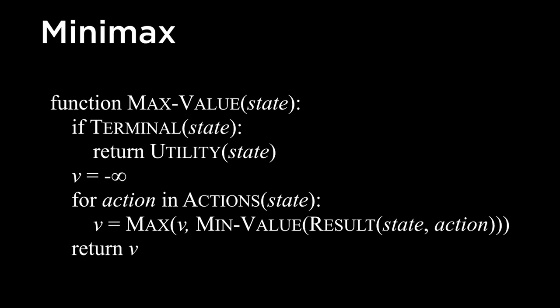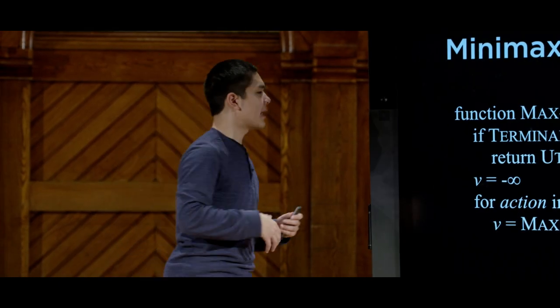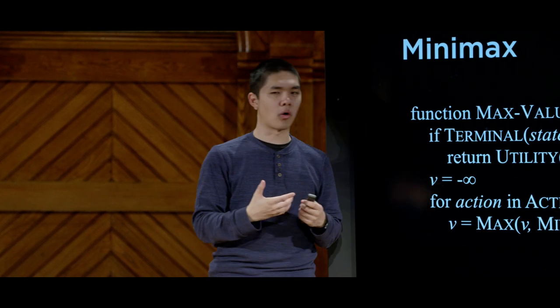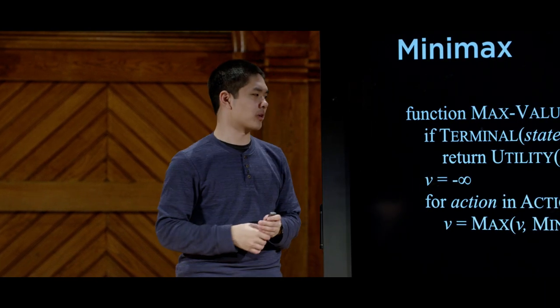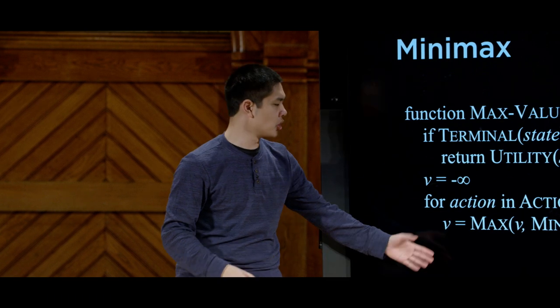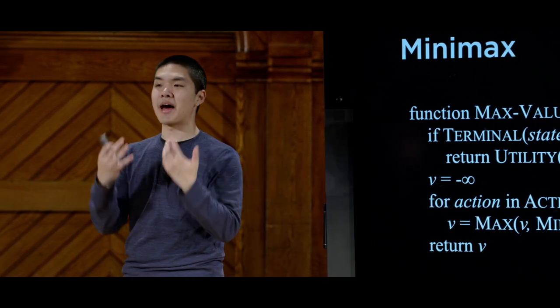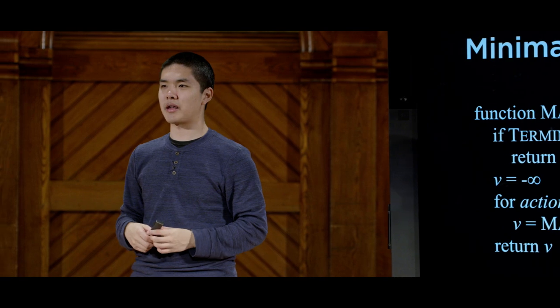So whatever the resulting score is of the min value of that state, compare it to my current best value, and just pick the maximum of those two, because I am trying to maximize the value. In short, what these three lines of code are doing are going through all of my possible actions and asking the question, how do I maximize the score given what my opponent is going to try to do? After this entire loop, I can just return v, and that is now the value of that particular state.